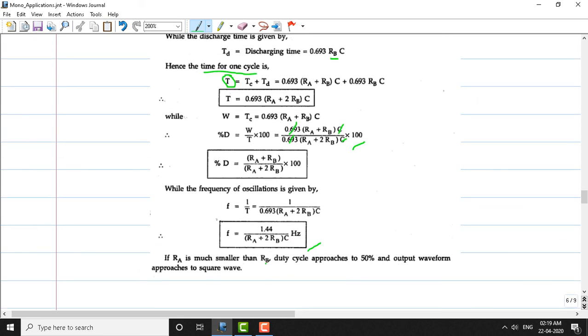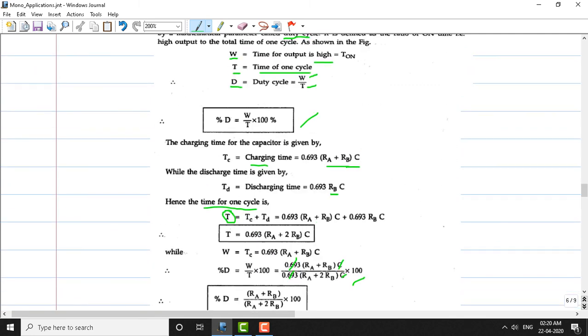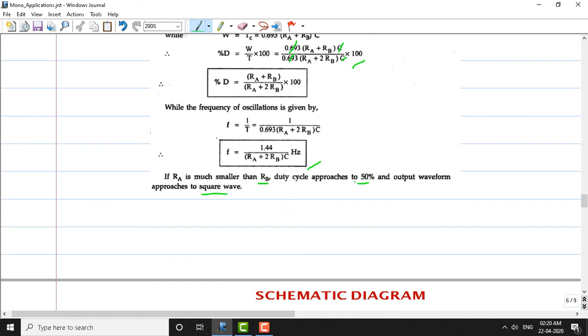And if Ra is smaller than Rb here, the duty cycle will approach 50% and the output will be a square waveform. You can observe that if I make the Ra value smaller and neglect Ra compared to Rb, Tc becomes 0.693 times Rb into C, which is the same as Td, the discharging time constant. Therefore, when the charging time becomes equal to the discharging time, the output waveform becomes a square waveform. Okay, so the same thing is explained here.